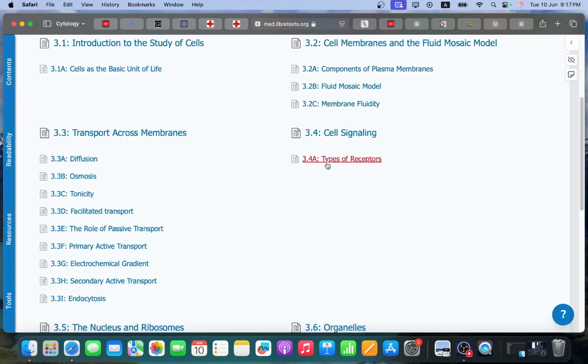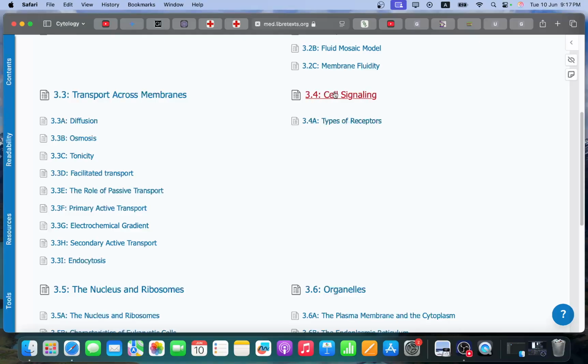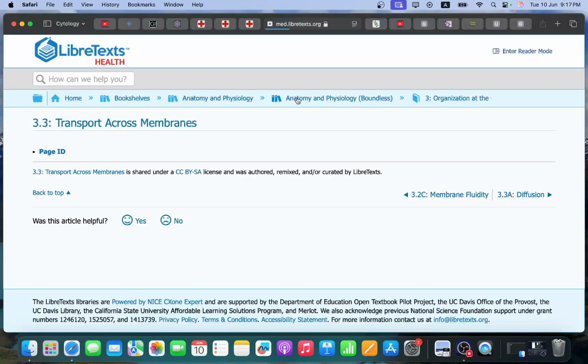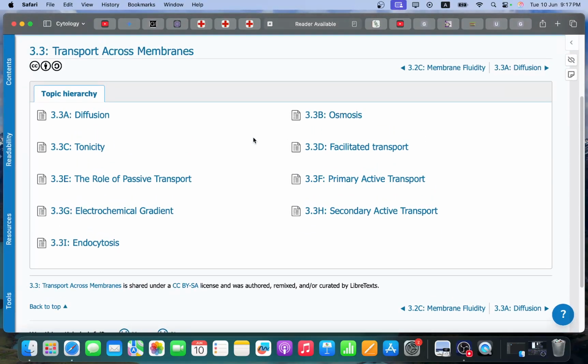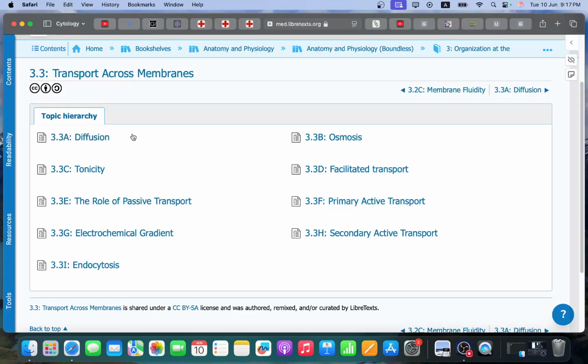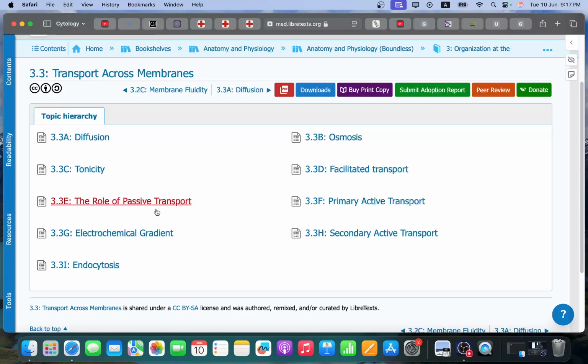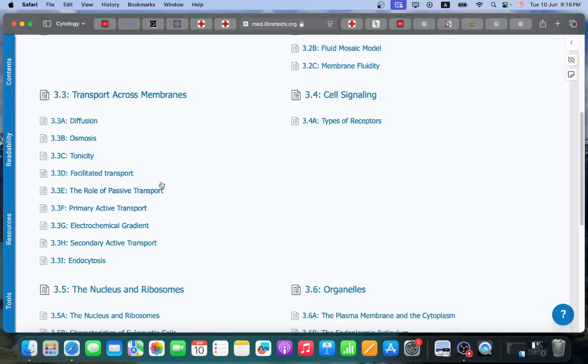I was studying cell signaling and types of receptors. Next, transport across membranes. Let's just check this one out. Holy hell, this has its own sections: diffusion, tonicity, role of passive transport, electrochemical gradient, content of the next session, endocytosis, primary active transport, secondary active transport. I'm not going to get into that now.